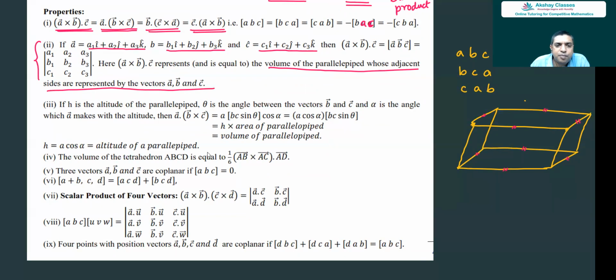Now, the altitude of a parallelepiped we can find. If h is the altitude of the parallelepiped, theta is the angle between the vectors. Okay, this is not required for you, we'll just skip this.